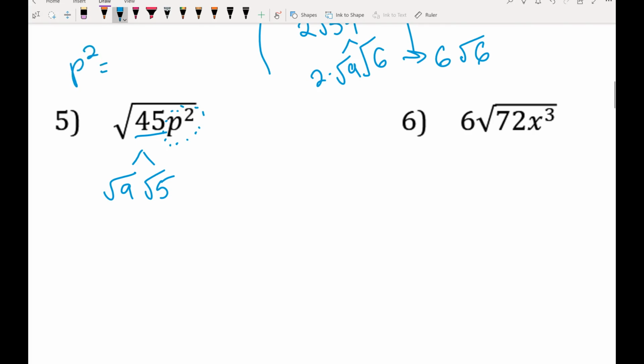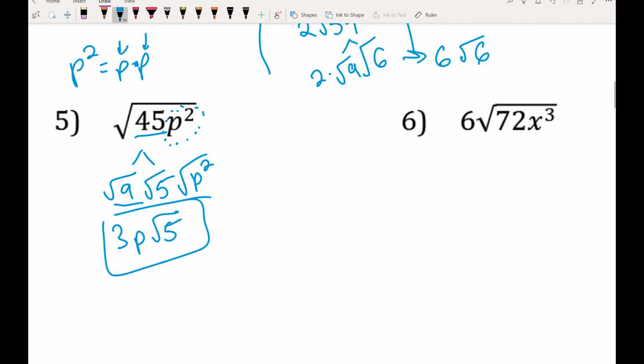Well, p squared is just the same thing as p times p, so you can multiply something to itself to get p squared. So p squared is a perfect square, so I could just leave that under the radical. Because radical 9 is going to be 3, radical p squared simplifies to p, because p times p is p squared, and the radical 5 there's nothing I could do with, so I leave that.